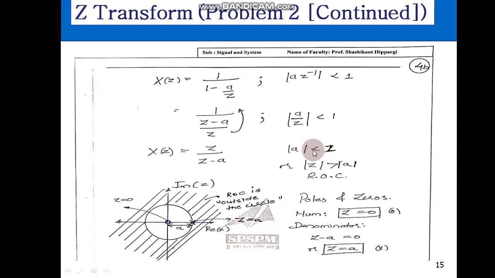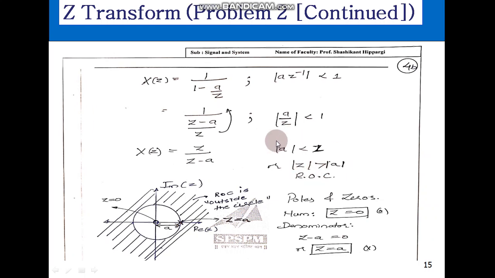Magnitude of z is greater than a according to this condition. I am just writing it in the other way: magnitude of z is greater than magnitude of a. The same thing is written in this form. There is no difference between these two expressions. So now this defines the ROC. Here it says that the magnitude of z must be greater than the magnitude of a.